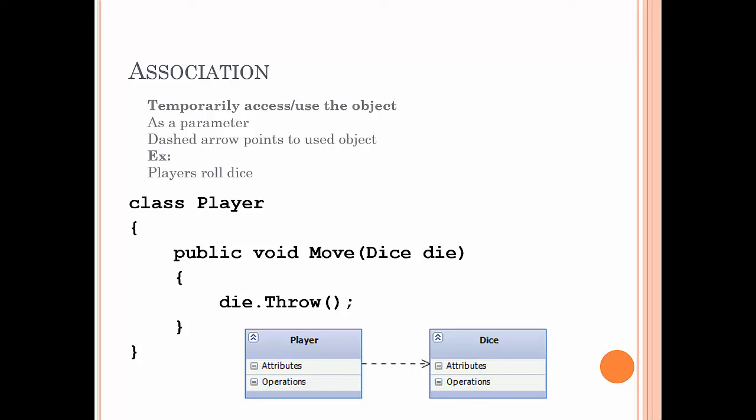To implement this in C#, the class being used would be passed as a parameter to a method in the other class. So here, the player does not have a data member of type dice, but instead accesses the dice temporarily as a parameter to the move method.